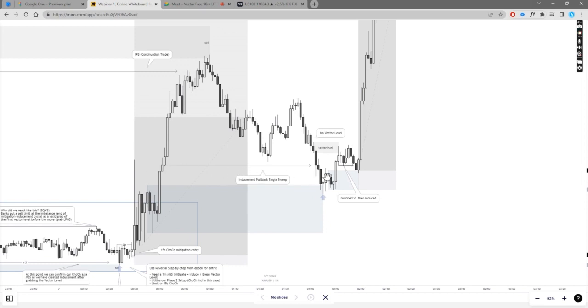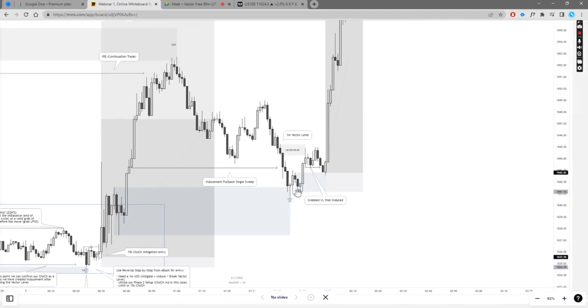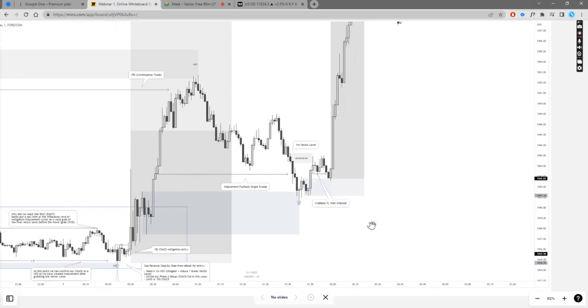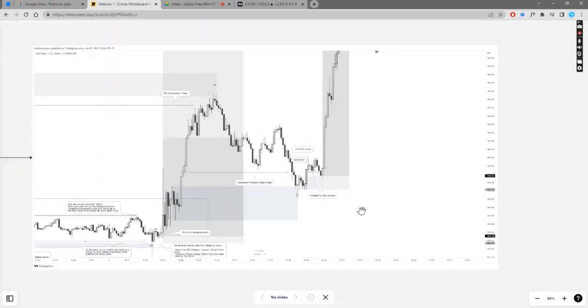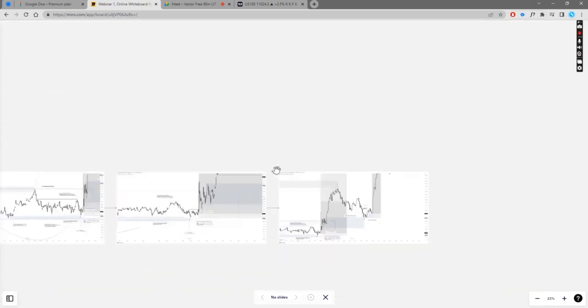And then we follow our IPV step by step, which is also in the ebook, where you have that sweep, tap into our demand, have our 1 minute vector level, respect the vector level, create inducement for this zone, and then you have your buy from there. Okay. So that was that gold trade.